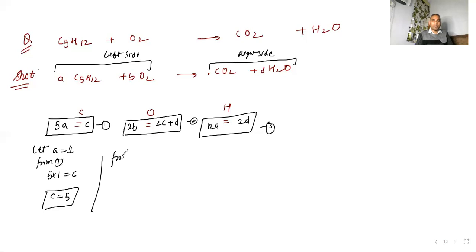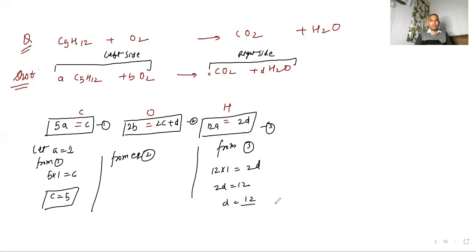This we solved from equation 1. If you are solving from equation 2, it's a problem, because there are 3 variables there. Firstly, solve from the third, because A and C you got. A is 1, so you can easily solve. From third, 12 into 1 is equal to 2D, so 2D is equal to 12. So D is equal to 12 by 2, which is 6.